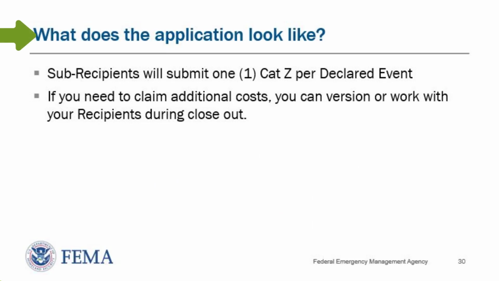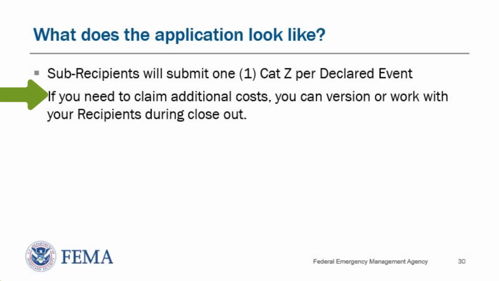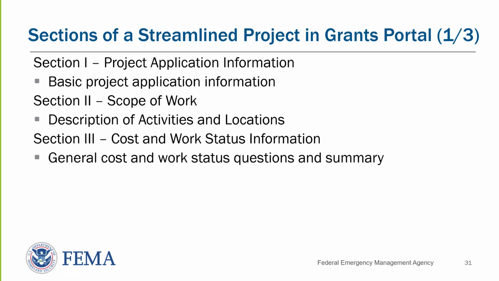Next, we're going to take a look at what the application looks like. To start, as subrecipients, you're only going to submit one Category Z port-to-cloud event. The system doesn't even let you submit more than one, so you don't have to worry about that. If you do need to submit additional cost, it can be versioned and amended, or you can work with your recipient during closeout. The Streamlined project applications are broken down into sections, schedules, and surveys.